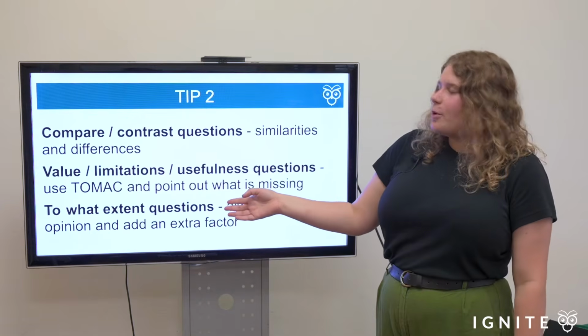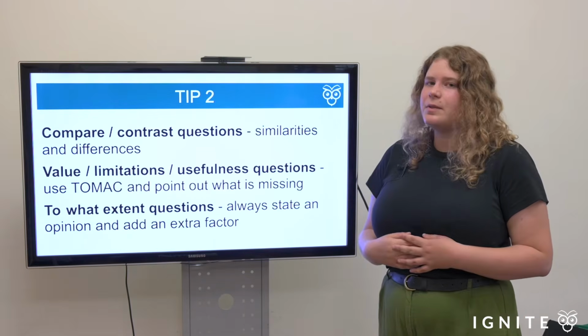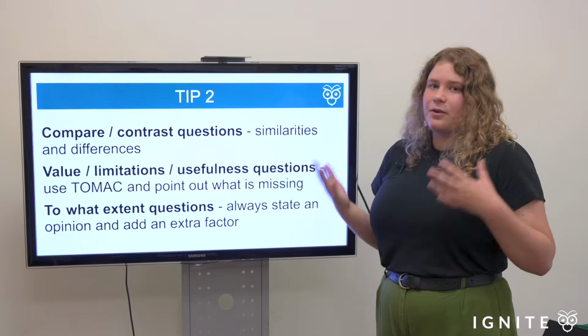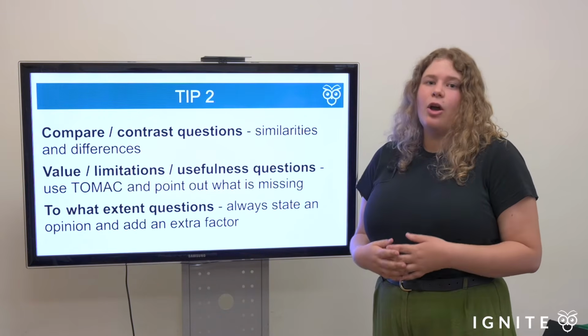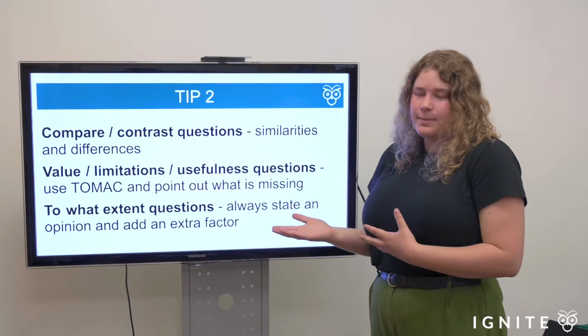Then the next type of question is a value or limitations or usefulness question. So this is when a question will be asked, asking you about whether this source is of value to a historian studying, or how useful is this in demonstrating some specific aspect.